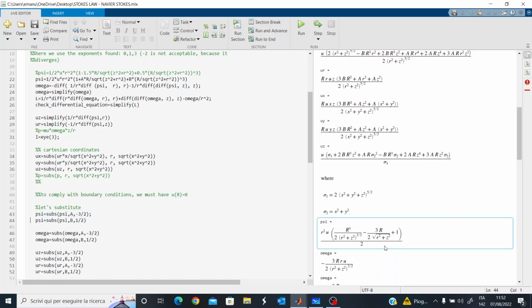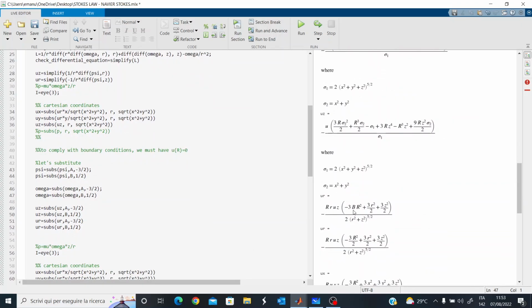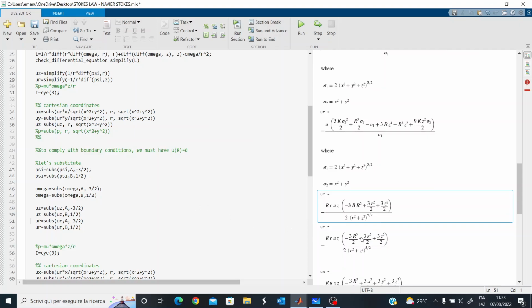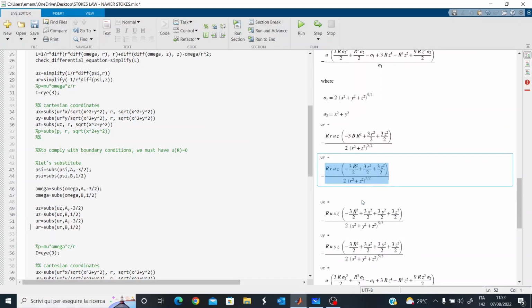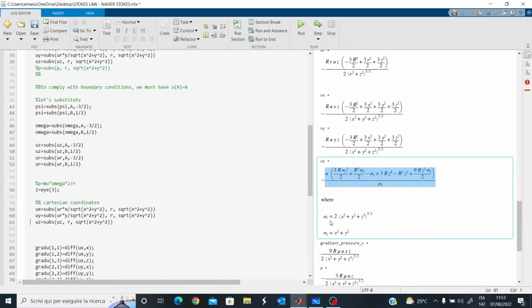And let's take a look at our expression, and it is this one. So the expression for psi is exactly this one. Then I have recalculated omega here, and I don't know why it is written twice. Maybe it's because I have not put the semicolon here. But anyway, it is simply omega, written twice. And then I have calculated uz, ur with these known values for the constants. ur is this one, and ux is this one, uy is this one, and then uz is this one, where Matlab also defines these two constants, sigma 1 and sigma 2.